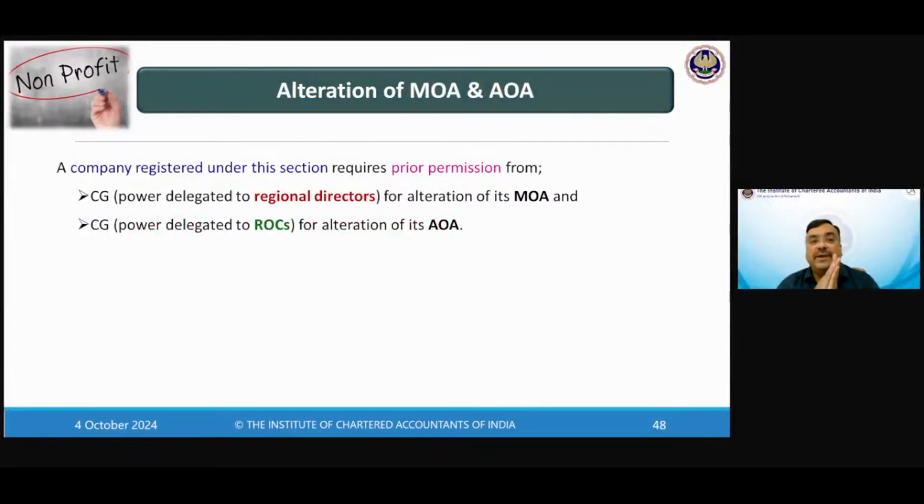Alteration of MOA and AOA. It means if the company is registered, whether the MOA and AOA can be altered thereafter. The answer is yes, but with some requirements. A company registered under this section requires prior permission from the central government. For the alteration of MOA, the power of the central government is delegated to the regional director, and in case of alteration of AOA, the power is delegated to the ROC. So, with the permission of the central government.